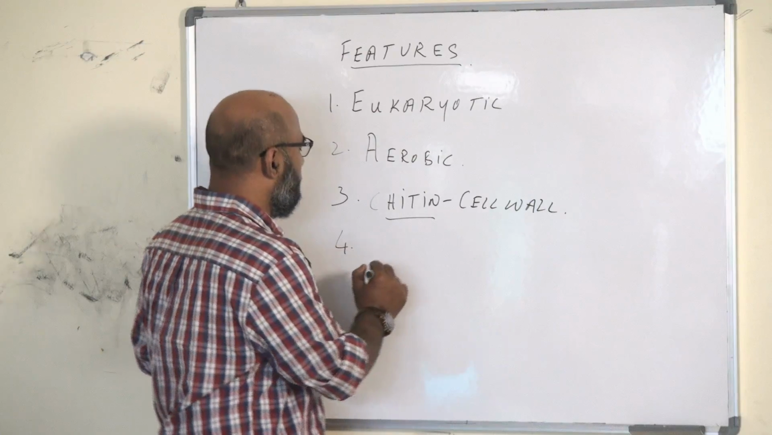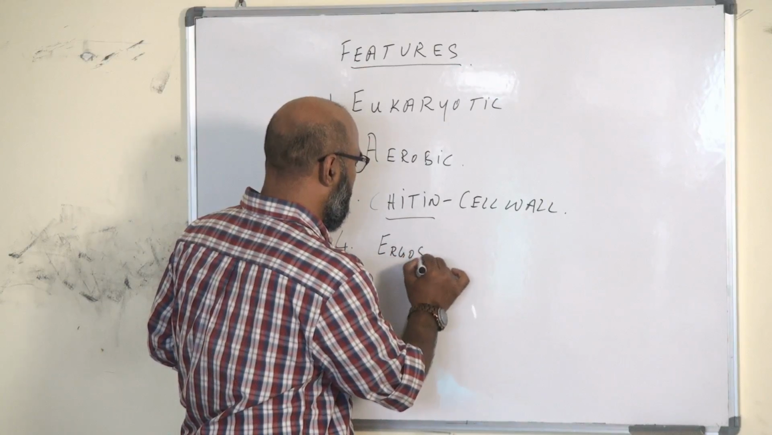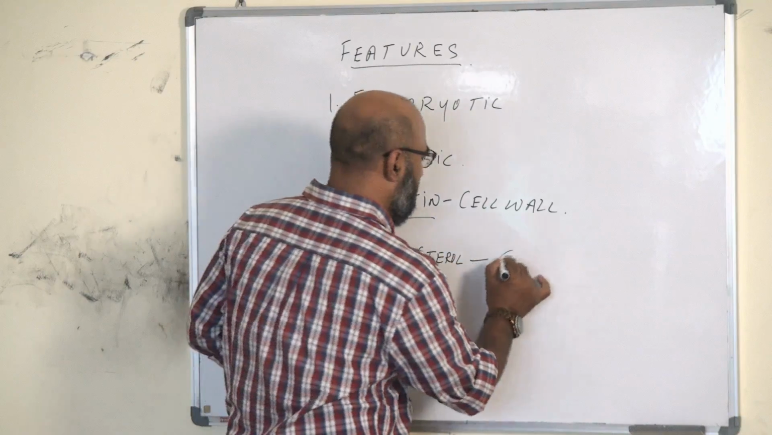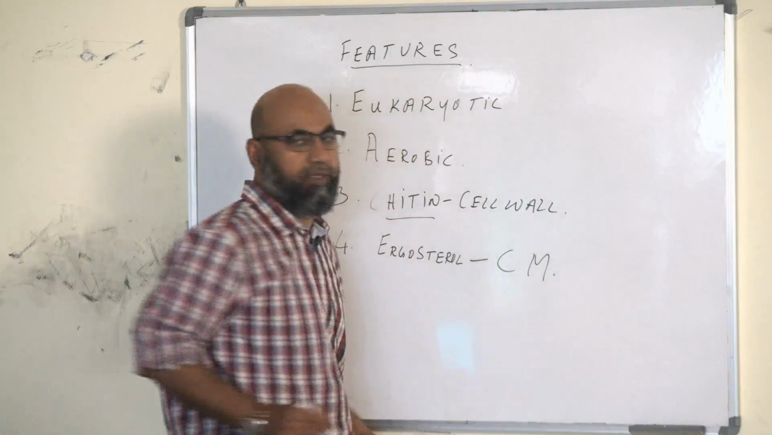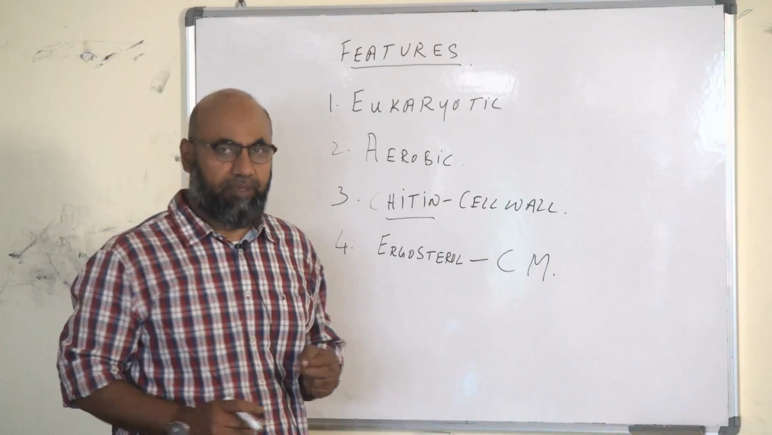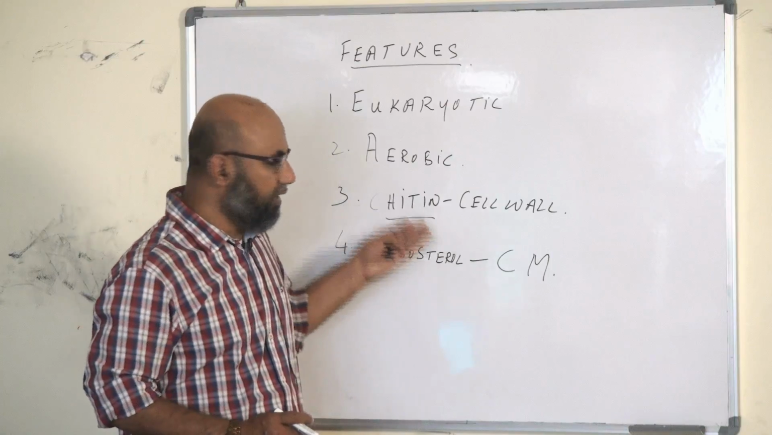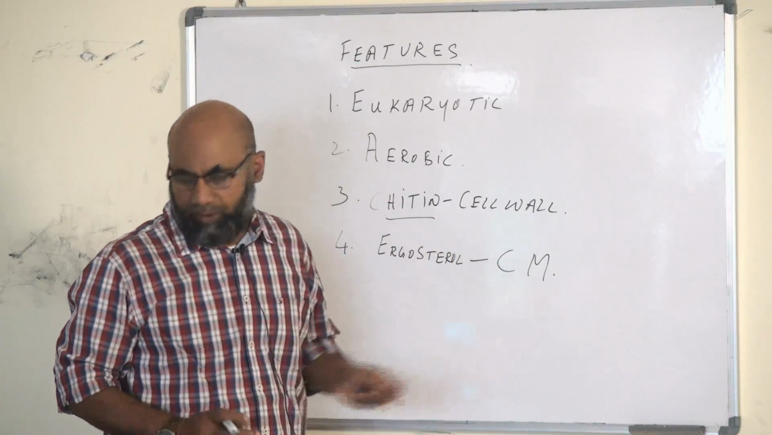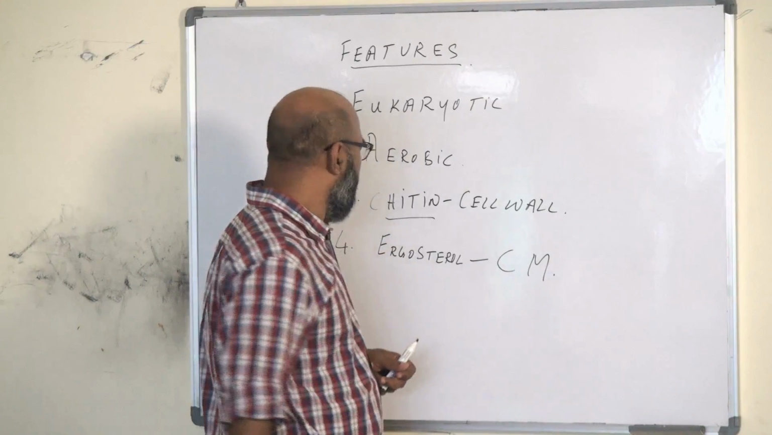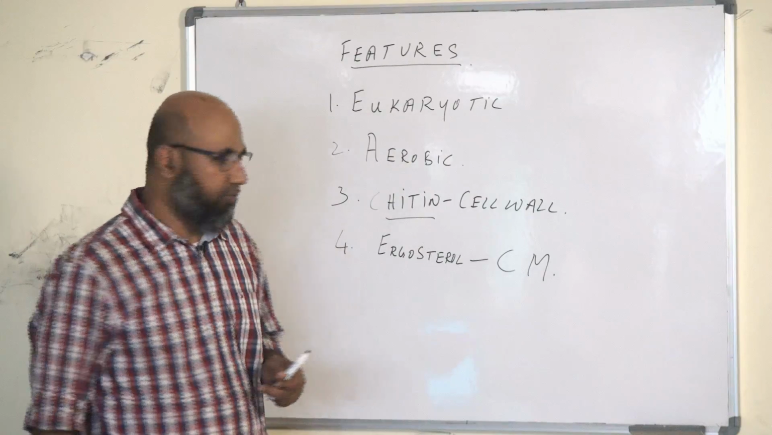Now number four, they contain ergosterol in their cytoplasmic membrane. Fungi contain ergosterol in their cytoplasmic membrane. So that is the fourth feature of fungi. Okay, chitin in the cell wall, ergosterol in the cytoplasmic membrane. So these are the general features of fungi, and this is how they are distinguished from other organisms.